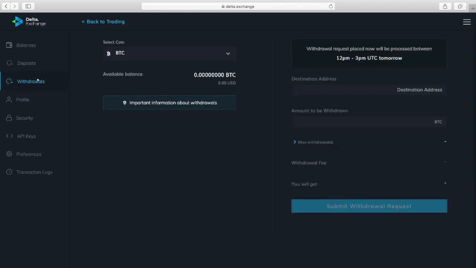Also, you can make a withdrawal. It's very easy. You can click here and enter a destination address, after that the amount to withdraw, and after that make my withdrawal request. This is my profile. This is the security section, API keys, performance, and a lot of things like transaction logs. So this is how I make a deposit and withdrawal.